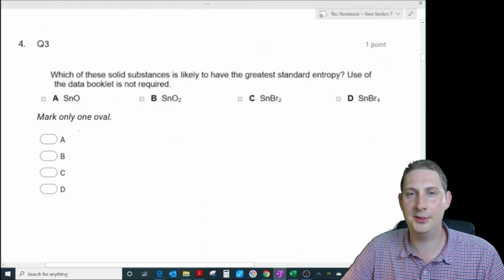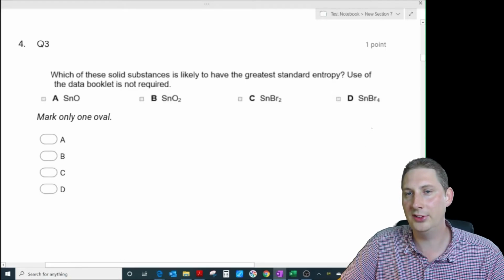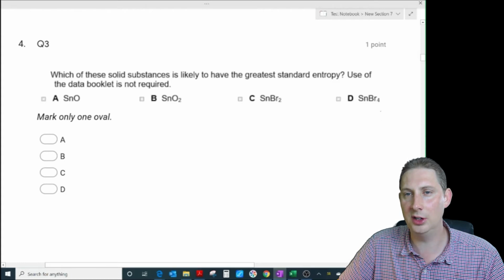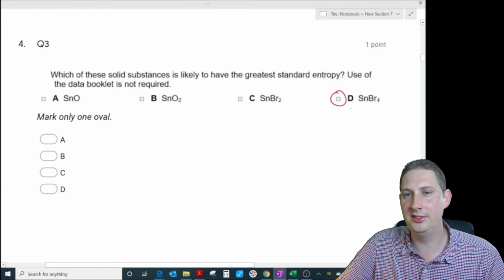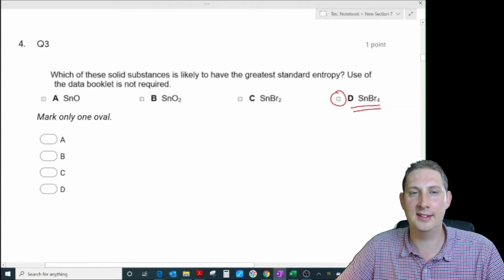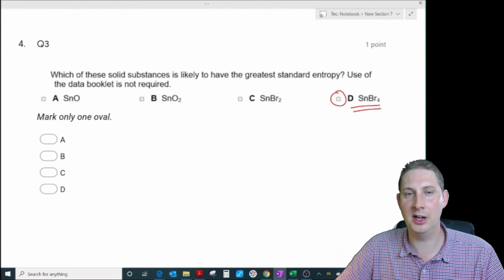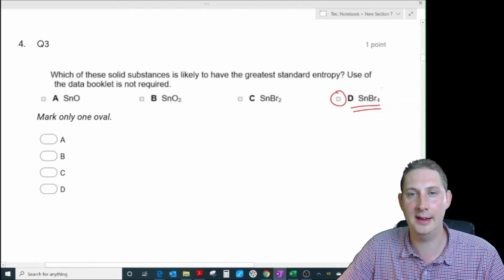Which of these solid substances is likely to have the greatest standard entropy? Use of the data booklet is not required. Well, simply from the number of atoms involved, we know that D, tin bromide or tin 4 bromide, is going to have the greatest standard entropy. It's got the most electrons out of all of those. So bromine, a nice big atom, loads of electrons, lots of entropy, and tin bromide, the most atoms and the most electrons. So it's clearly that one there.